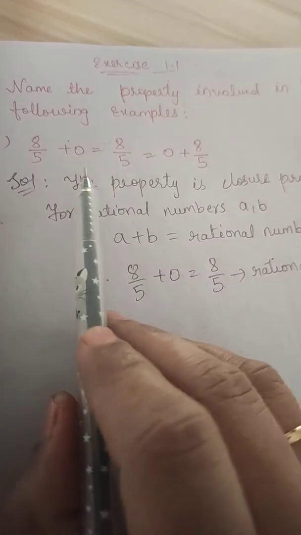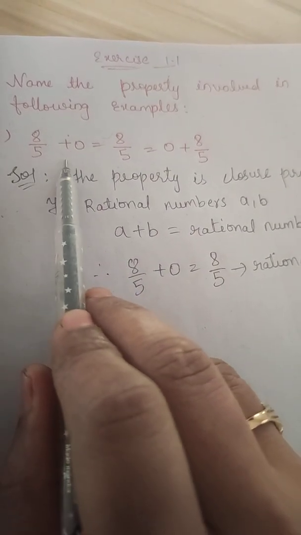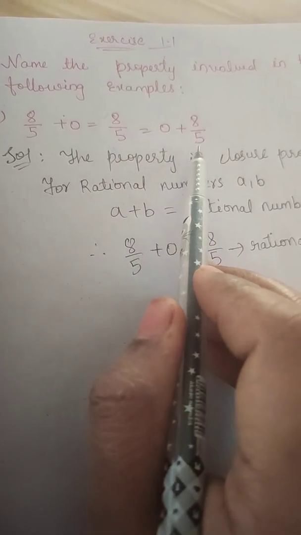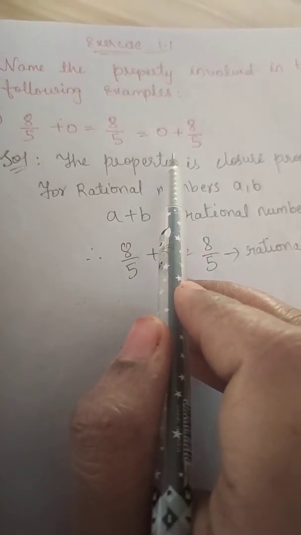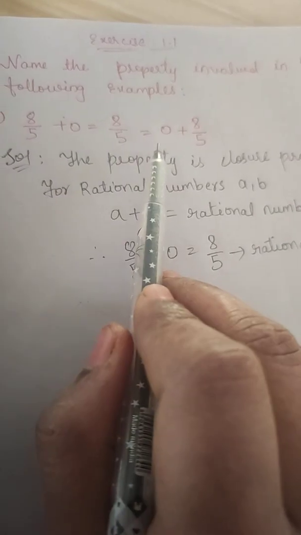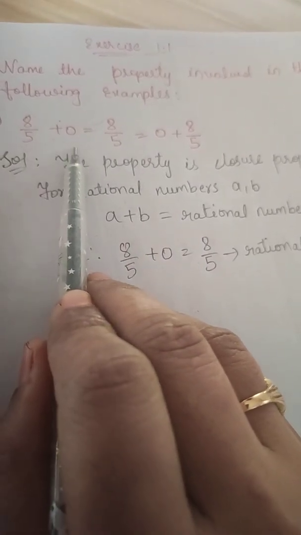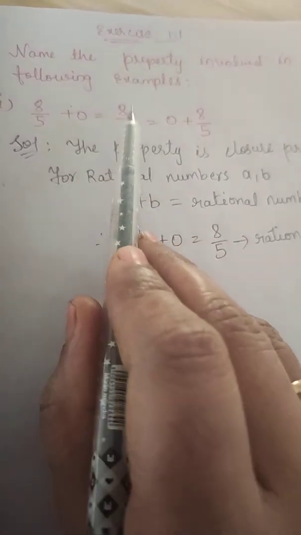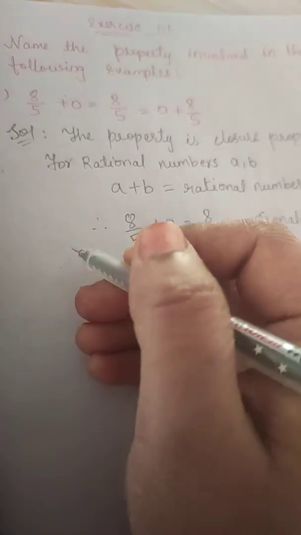Okay, and here it is involved with one more property also. Here we are having 8 by 5 plus 0 is equal to 8 by 5, which is also equal to 0 plus 8 by 5. We are having one more property, that is commutative property. In commutative property, we know that a plus b should be equal to b plus a. Here both numbers 8 by 5 plus 0, a plus b is equal to some number and b plus a is also equal to the same number. So here we are also having another property.